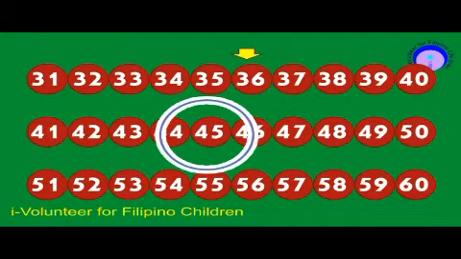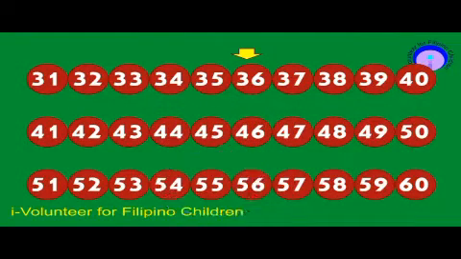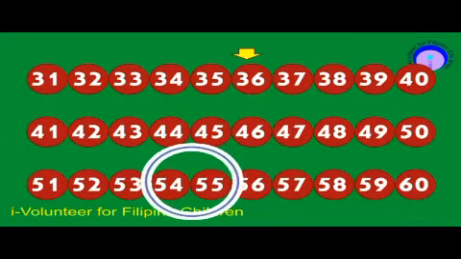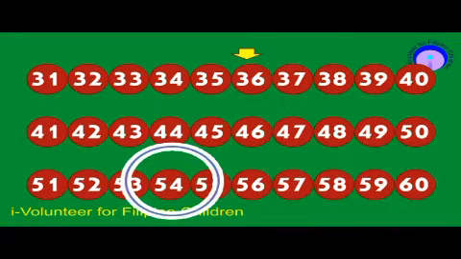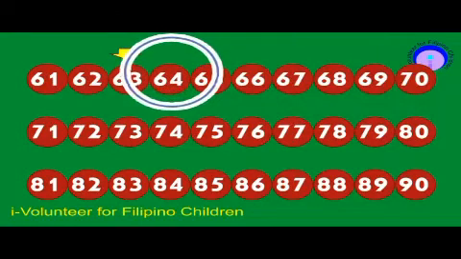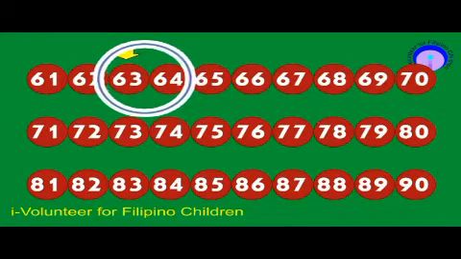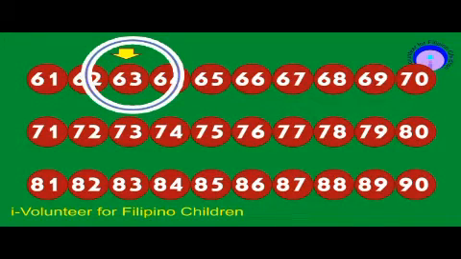Let's proceed. 45 plus 10 is equal to 55. Minus 1 is equal to what number? You are absolutely correct. It's 54. Can you guess the next number? Let us continue. 54 plus 10 is equal to 64. 64 minus 1 is equal to what number? That is right, it's 63.